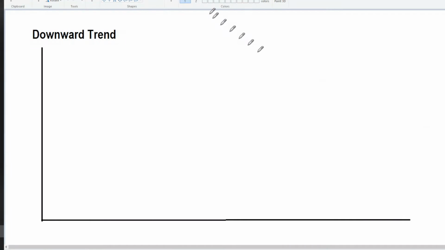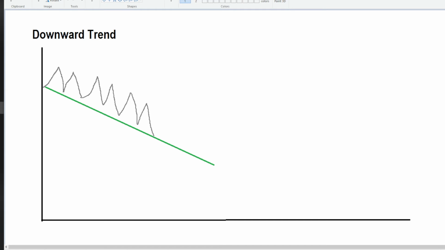A downward trend is similar. So we have a graph for a stock that's trending down, and that means that the next high is lower than the previous high, and the next low is potentially lower than the previous low, and so on. So then we draw a support trend line and a resistance trend line. And let's assume that we are here. This is where we are.